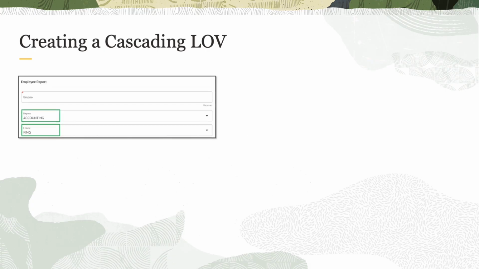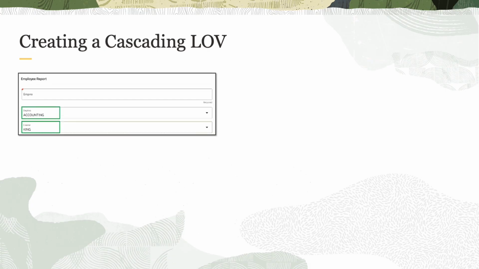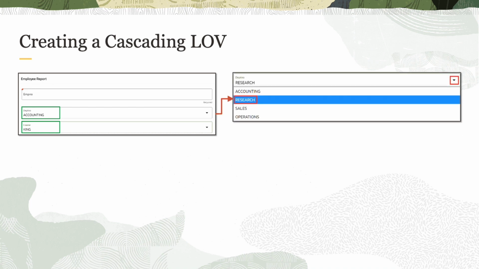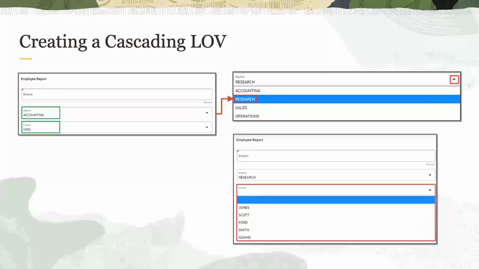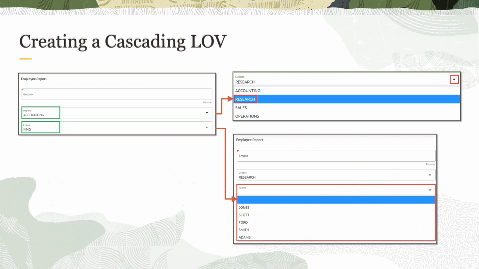Let us look deeper at cascading LOVs. On the screen, two select lists appear. Making a selection in the department select list determines which individuals display in the employees select list. By creating a cascading LOV, one item on the page determines the list of values for another item. App Builder includes cascading LOV support for the following item types: select list, shuttle, checkbox, radio group, pop-up LOV, and list manager.